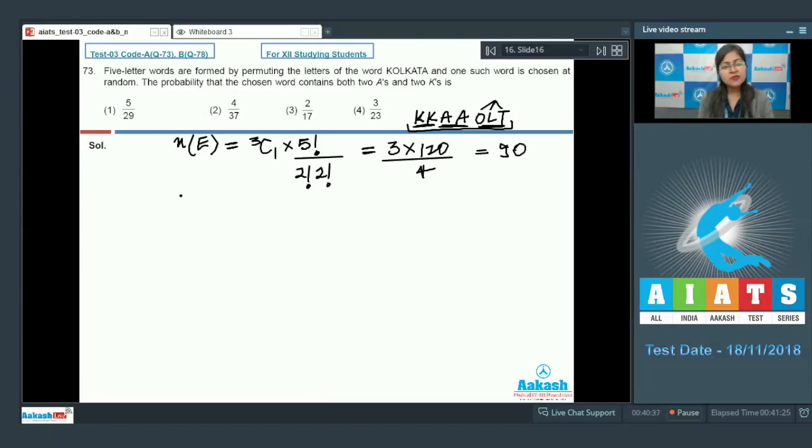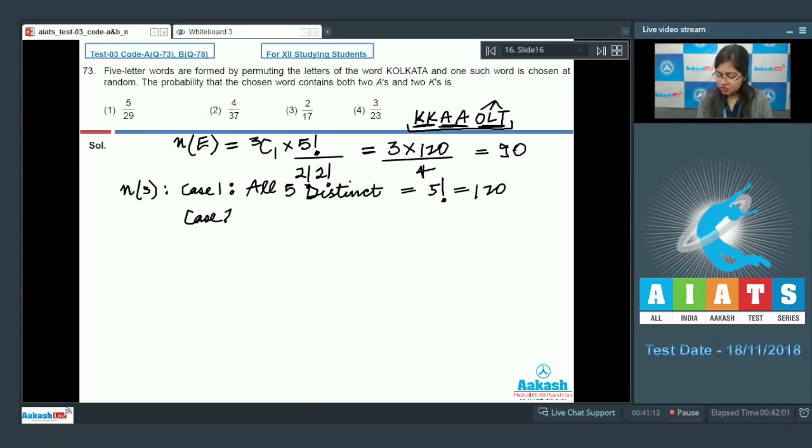Now, we have to find the number of elements in the sample space also. We are selecting a 5 letter word from a 7 letter word. Now, we have to make cases for this. Let us say in case 1, all the 5 letters are distinct. How many ways are there? We have K, A, O, L, T. We have 5 letters and we have to select all 5, so the number of ways will be equal to 5 factorial, which is equal to 120.